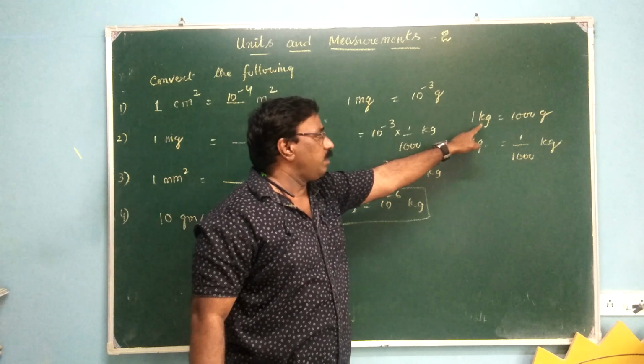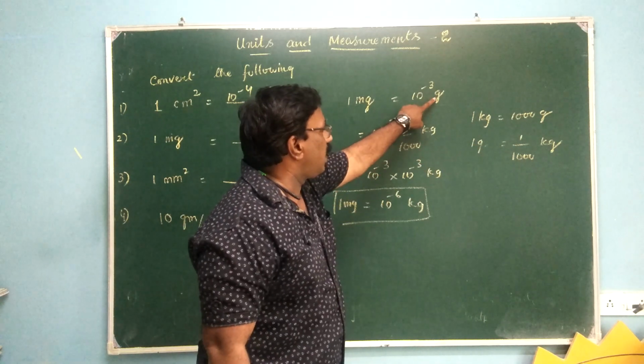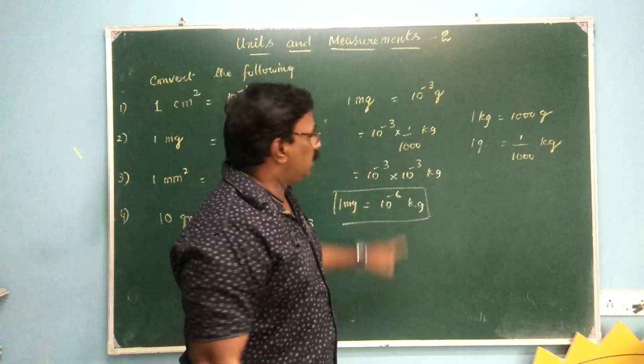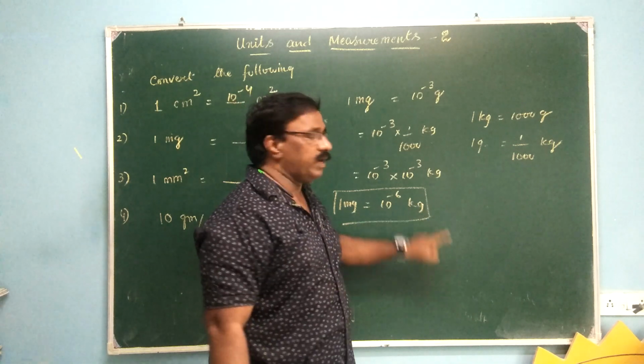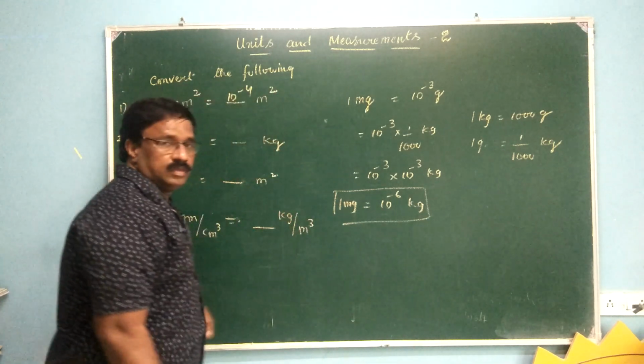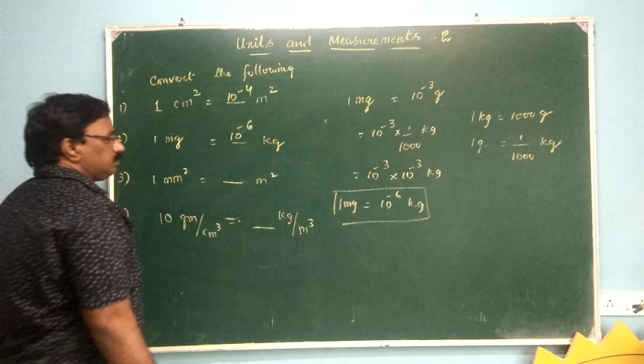So I know 1 kilogram equal to 1000 grams. So 1 gram is 1 by 1000 kilogram. So in the place of gram, I can write 1 by 1000 kilogram. So this is 10 power minus 3 and this is also 10 power minus 3. It becomes 10 power minus 6 kilogram. Understood? Therefore 1 milligram means 10 power minus 6 kilogram.